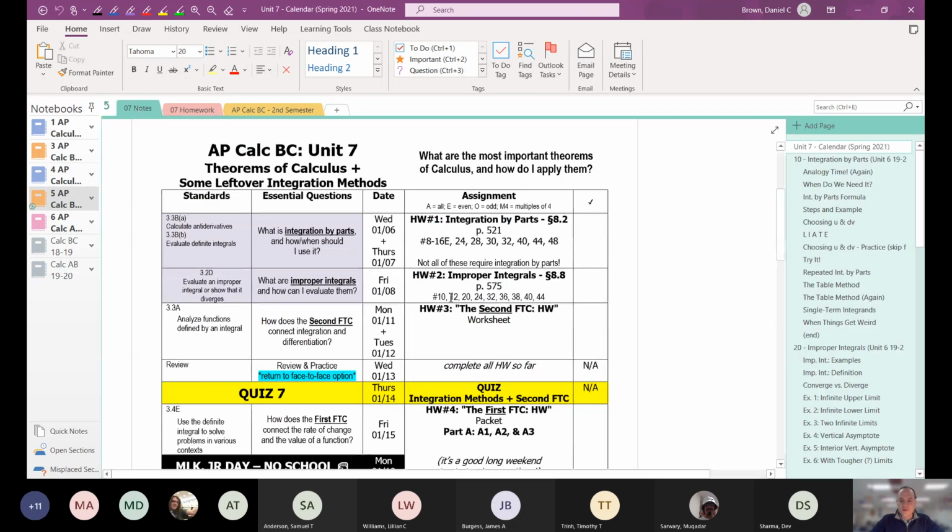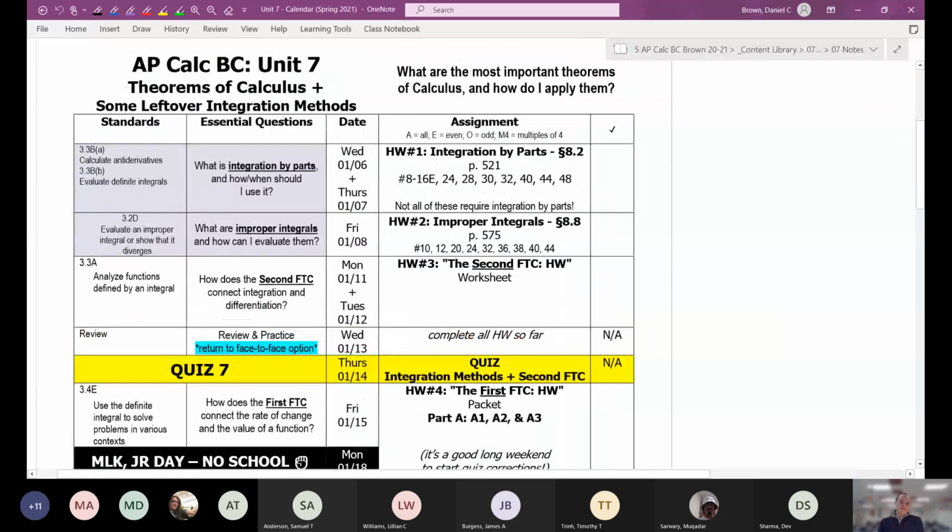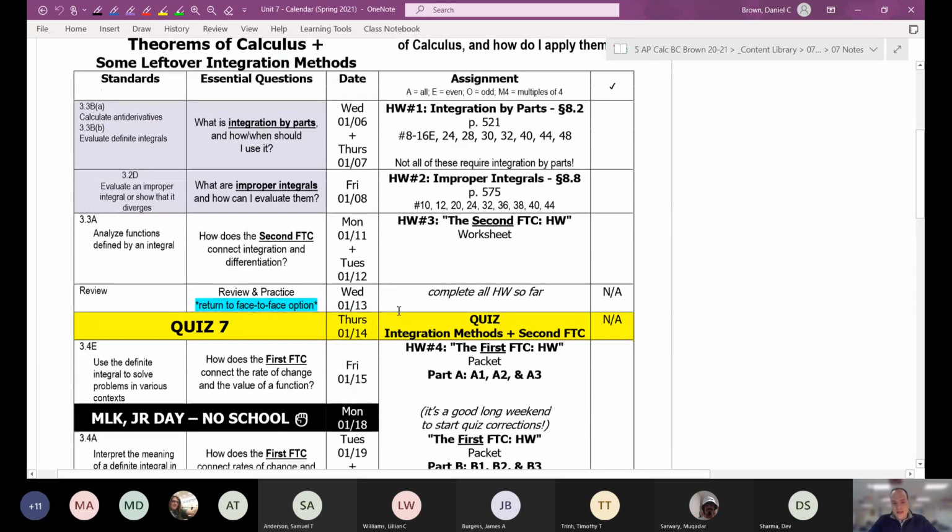They definitely will take me both today and tomorrow to get through. So the first thing I wanted to show you is just the calendar. This unit is going to be called Theorems of Calculus with a little bit of leftover integration methods that I didn't quite cover at the very end of last semester, and that's what we're going to actually start off with this week. The quiz is going to be next week on Thursday, covering 3 topics.